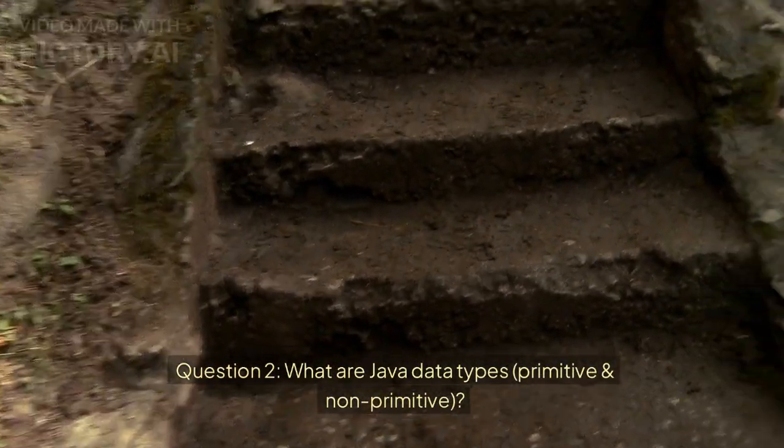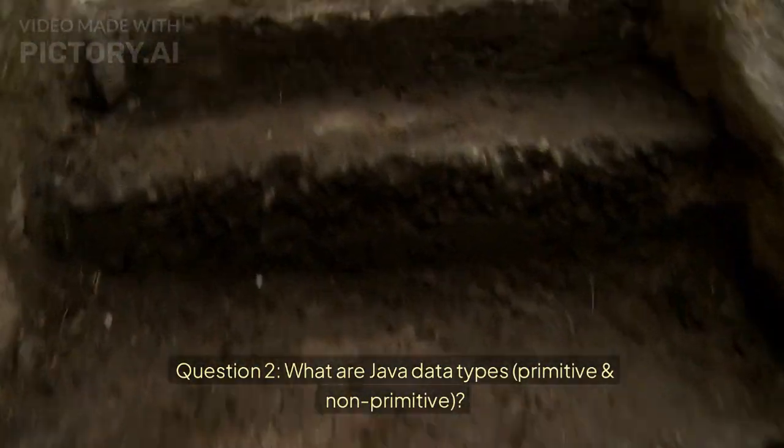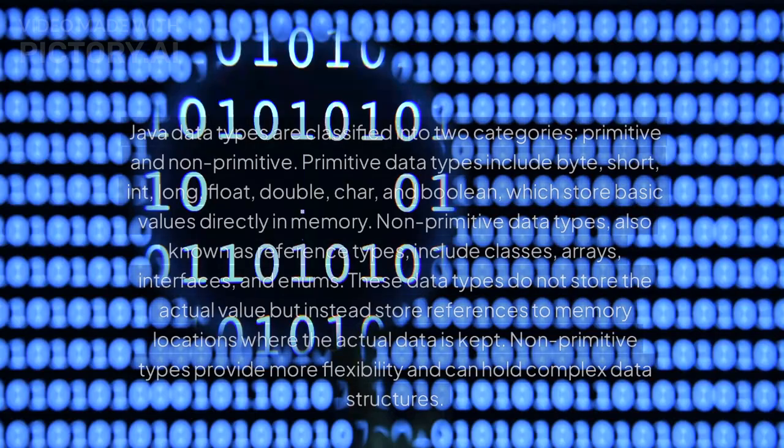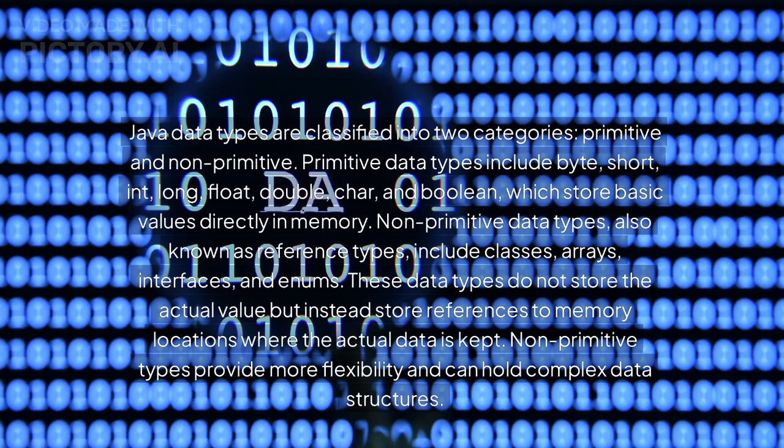Question 2. What are Java data types, primitive and non-primitive? Java data types are classified into two categories, primitive and non-primitive. Primitive data types include byte, short, int, long, float, double, char, and boolean, which store basic values directly in memory. Non-primitive data types, also known as reference types, include classes, arrays, interfaces, and enums.